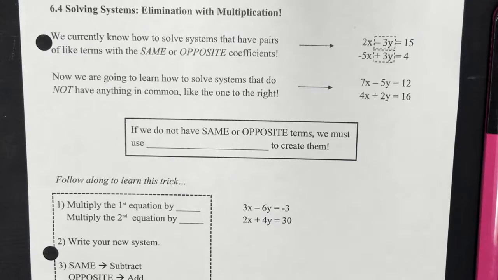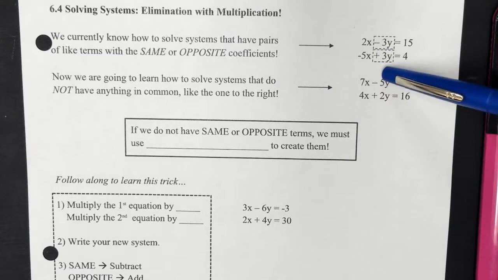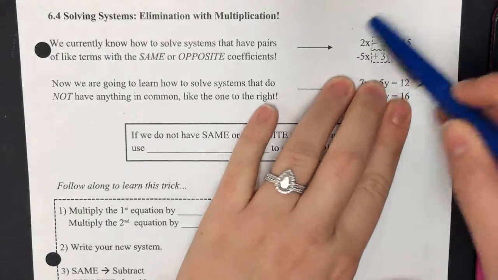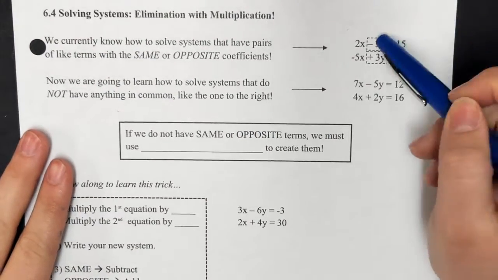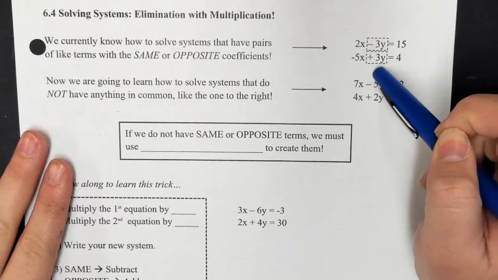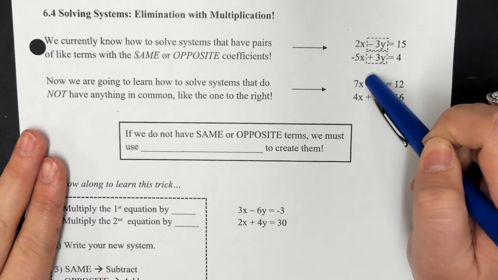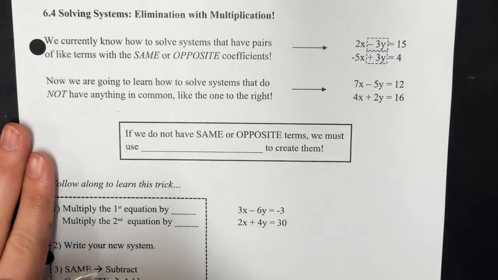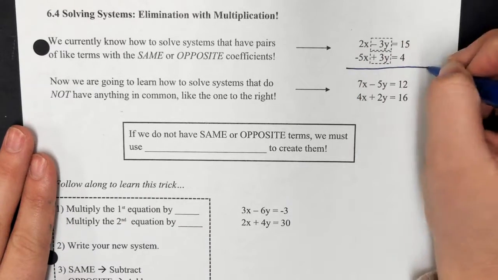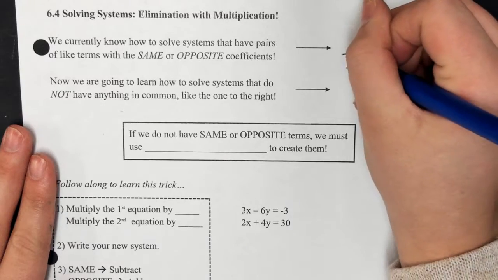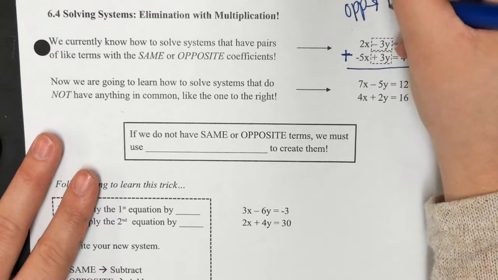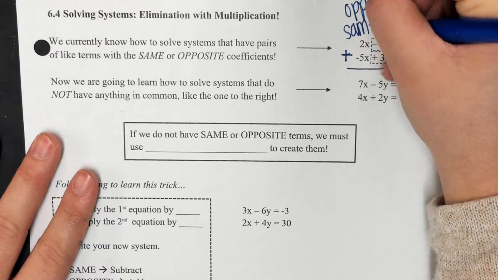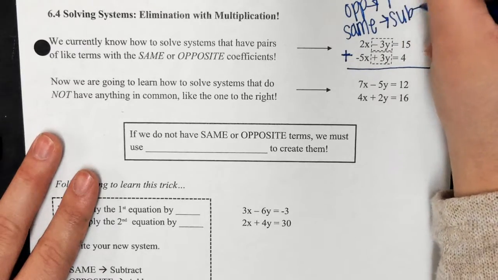Okay, so yesterday we learned how to eliminate systems of equations when we already have like terms. This is the first example right here. We already had like terms. 3 and 3 are the same number, but they had opposite signs. If they have opposite signs, how would I eliminate one of those? By adding. Remember, opposite means you add, same means you subtract.